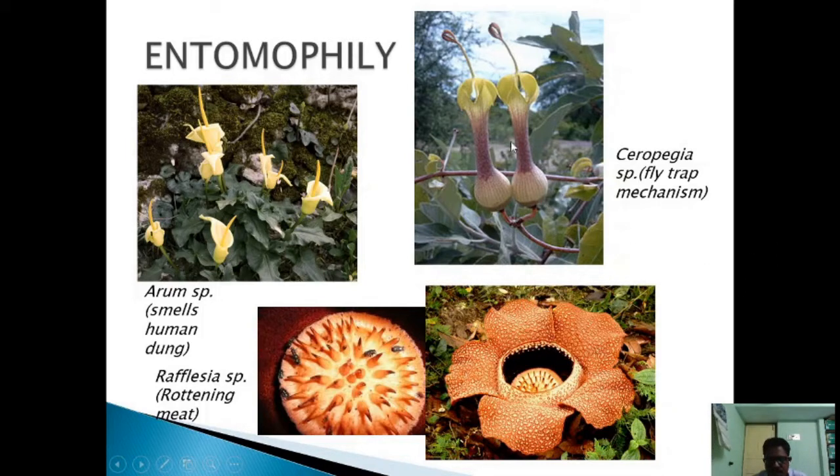And this is Sarapugia, where it has a special type of fly trap mechanism. Our Nepenthes species has a fly trap mechanism, but there the insects are consumed as food. Here, these insects are trapped inside for pollination, and that's very interesting. And Sarapugia species is one of the very good examples for fly trap mechanism to pollinate.